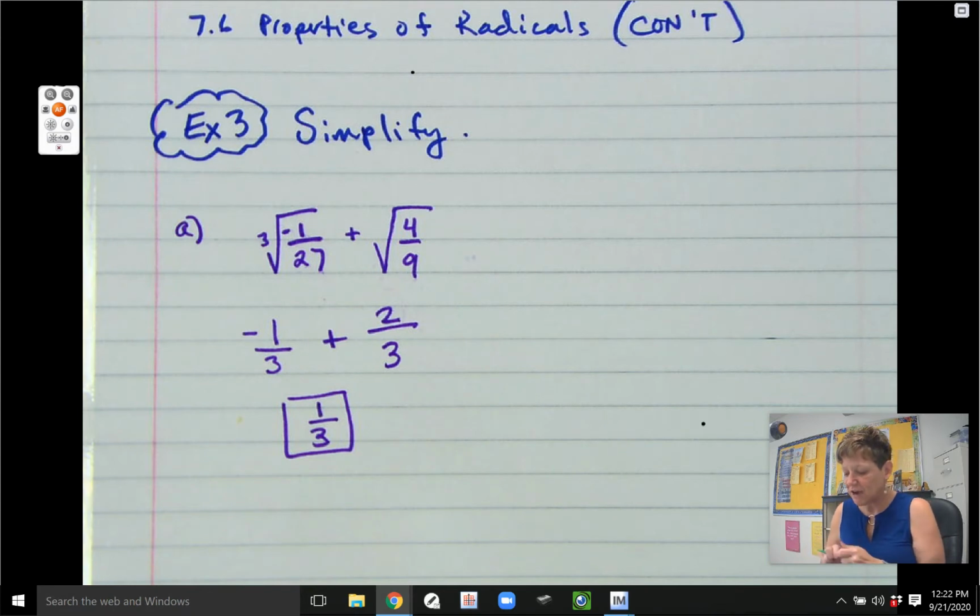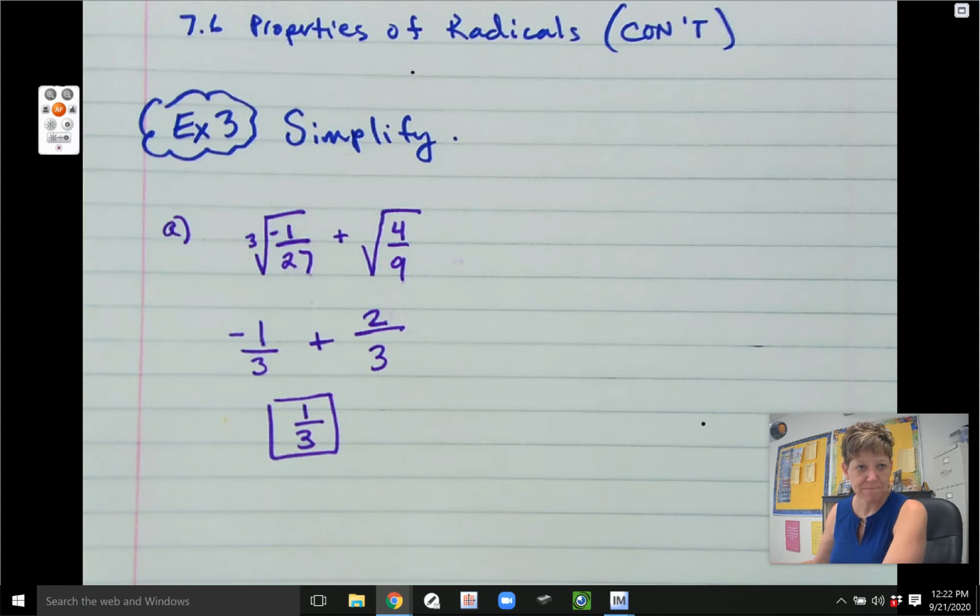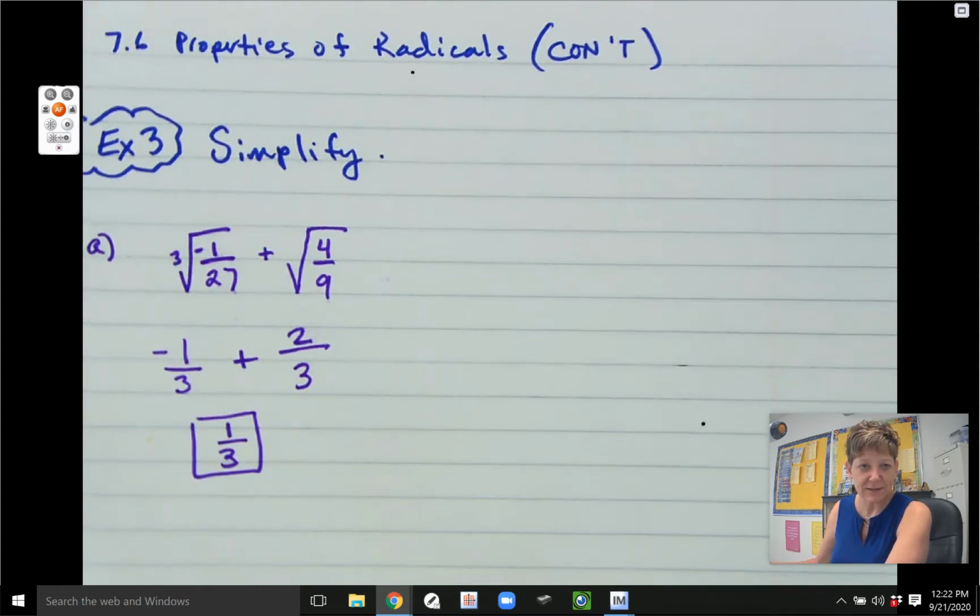Just because it has fractions in it, don't let it worry you too much. Just take it piece by piece.